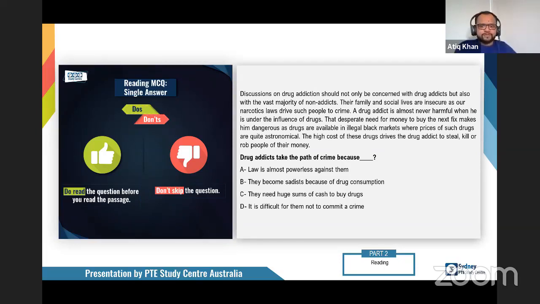All right, I think it's good enough time, Ali. Okay, here we go. They need huge sums of cash to buy drugs. And this was mentioned in the very last sentence. The high cost of these drugs drives the drug addict to steal, kill, or rob people for their money. So this is how it can be solved by reading the question prompt. Do read the question before you read the passage and don't skip the question. These are simple tips.